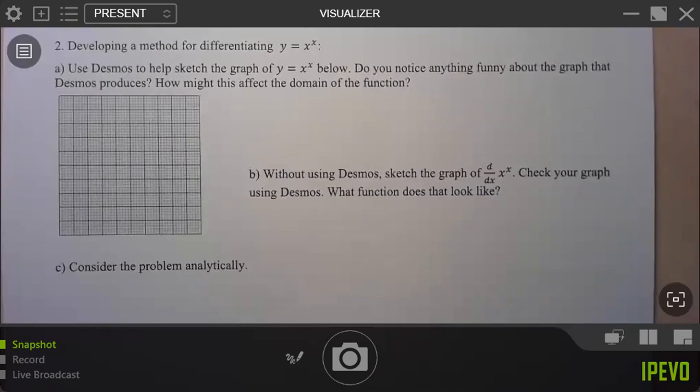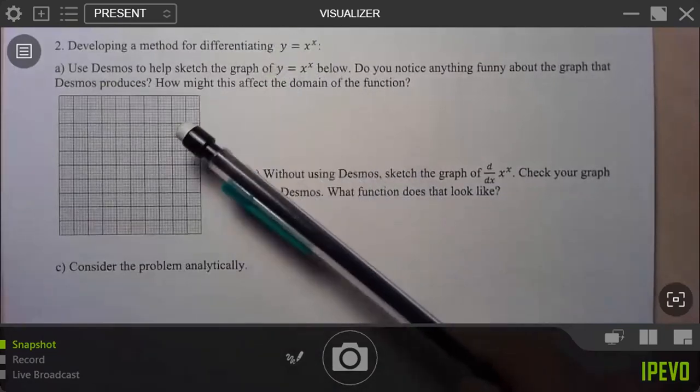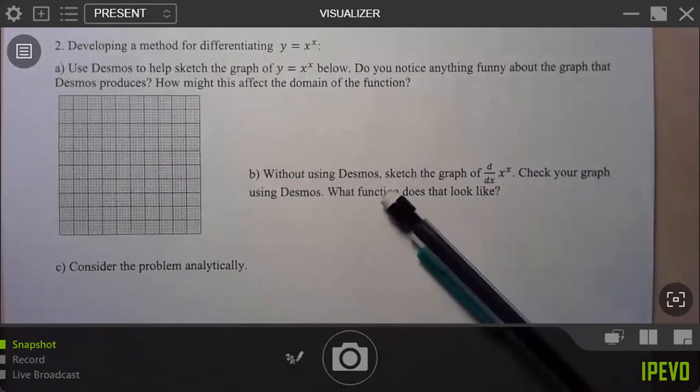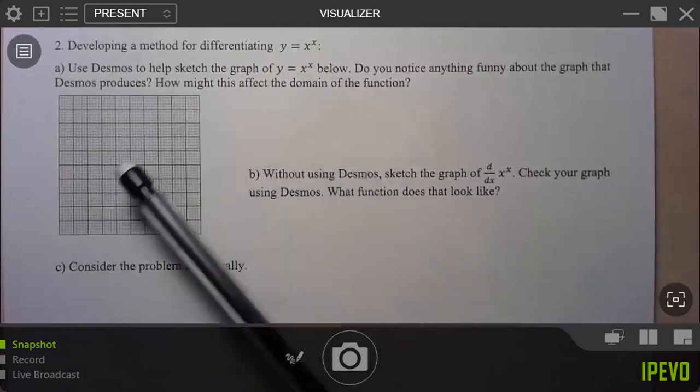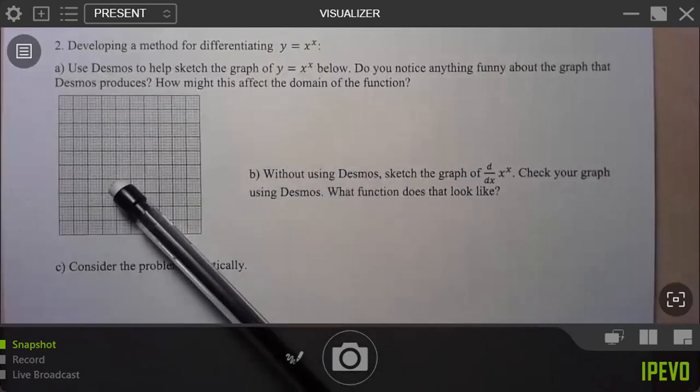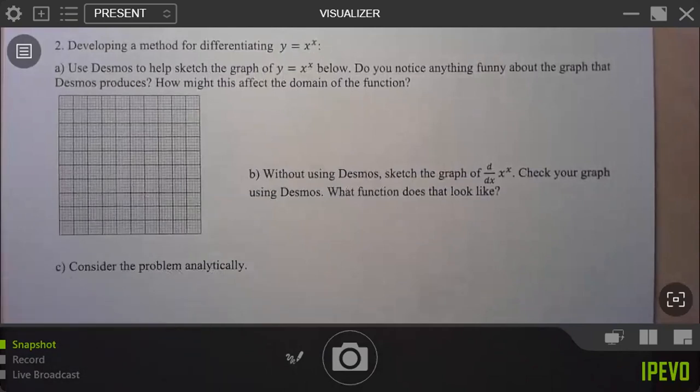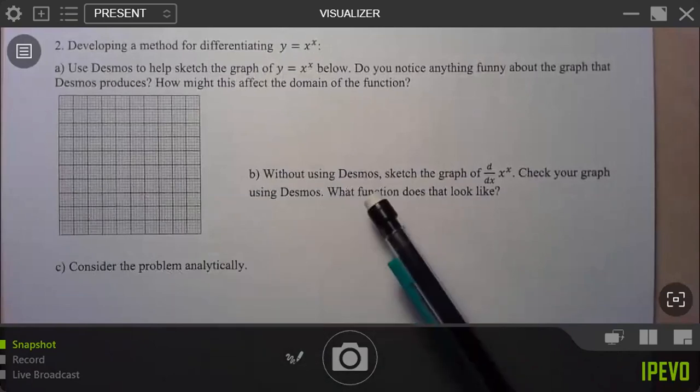Think about what the derivative should look like without using Desmos. Sketch what you see on Desmos for this function on this Cartesian plane, and see if you can figure out what the graph of the derivative should look like. Okay, and then check it with Desmos.